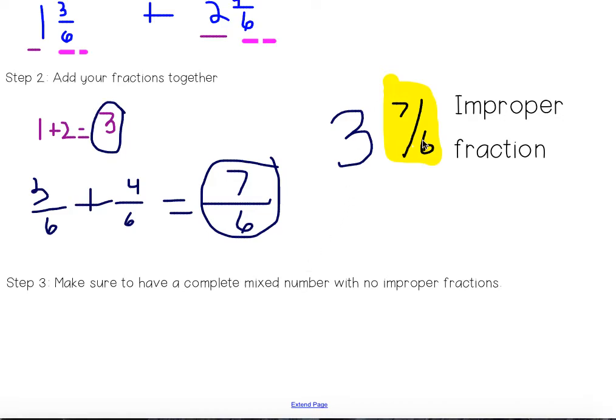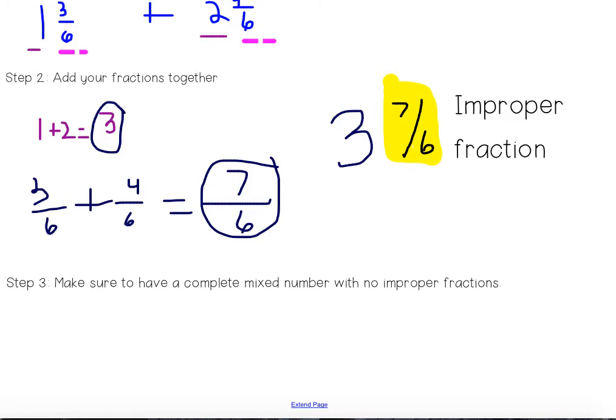So the way that I fix that is I take a look at my numerator and my denominator and I say, okay, well, how many times can 6, my denominator, go into 7? So I want to say, how many times can my denominator go into my numerator without going over? Well, we know that 6 can go into 7 one time without going over, right? So that's my whole number.